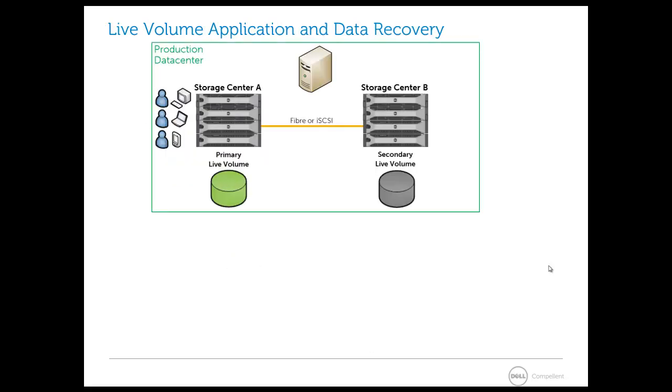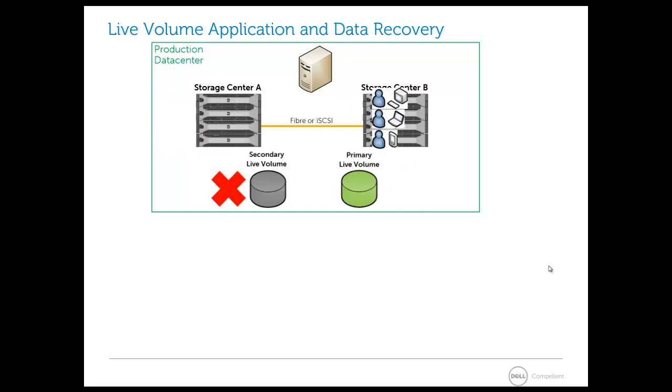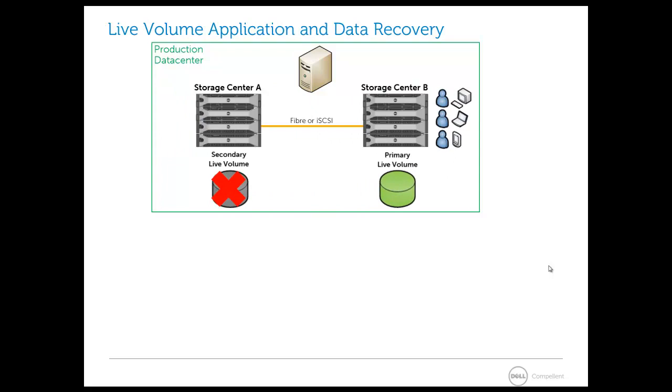Now let's take a look at some Live Volume application and data recovery scenarios. One of the questions that gets asked is, what happens if the primary live volume becomes unavailable? In Storage Center 6.5 and Enterprise Manager 2014 R2, we have the ability to preserve the live volume on Storage Center B. This allows us to recover the applications and services in a minimal amount of time.